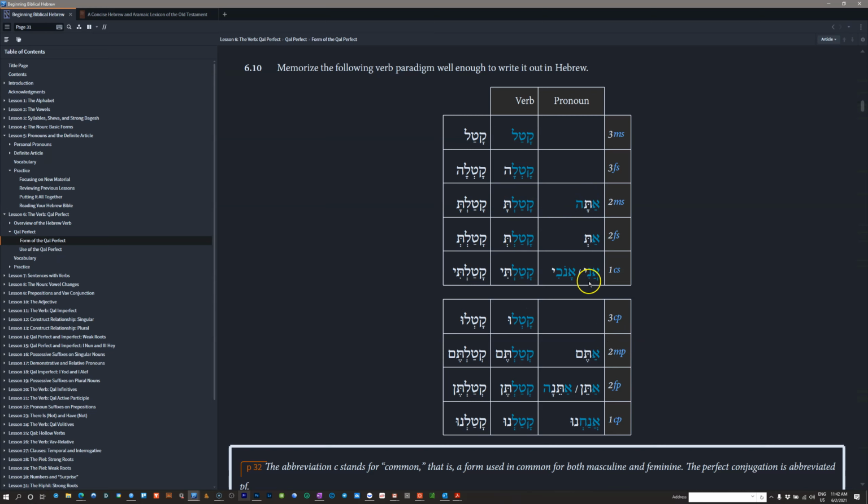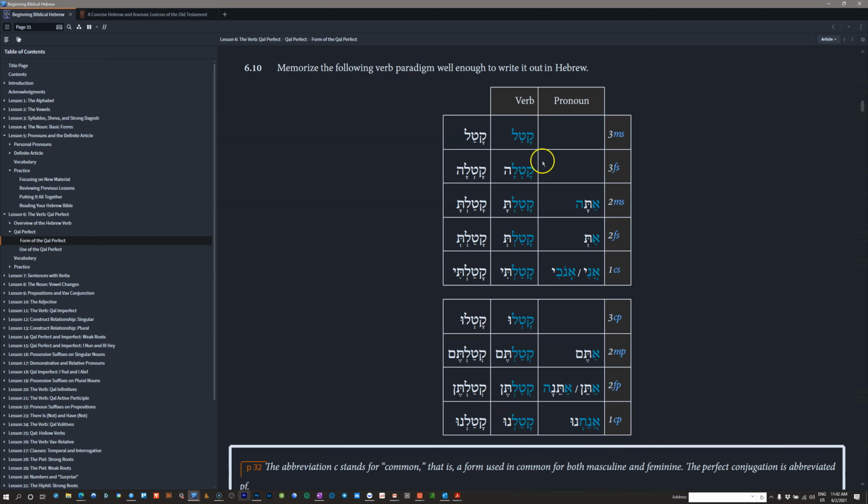The 1CS takes its Hirik Yod and moves it over to the verb. It does add a tav as well. The 3CP doesn't really have anything to borrow from the pronoun, but we use the shurik, which often indicates third plural. And then we get to the 2MP and 2FP, where we just take the tav segol mem, the tav and the nun, and we ship those over to the verb form. And then the 1CP anachnu, we take the nu and we put it on the end of the verb.